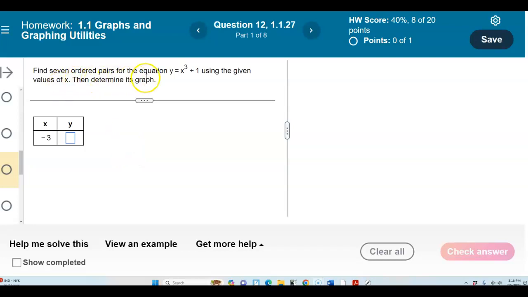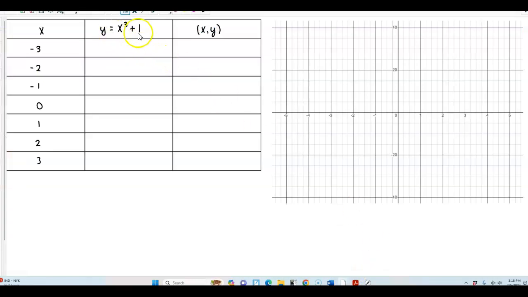Find 7 ordered pairs for the equation y equals x cubed plus 1 using the given values of x, and then we're going to determine its graph. So we have x cubed plus 1. Let's go ahead and put that in here. So here is our graph. Here is our equation. Here are our values of x. We're going to plug it in to find out what the ordered pairs are going to be.